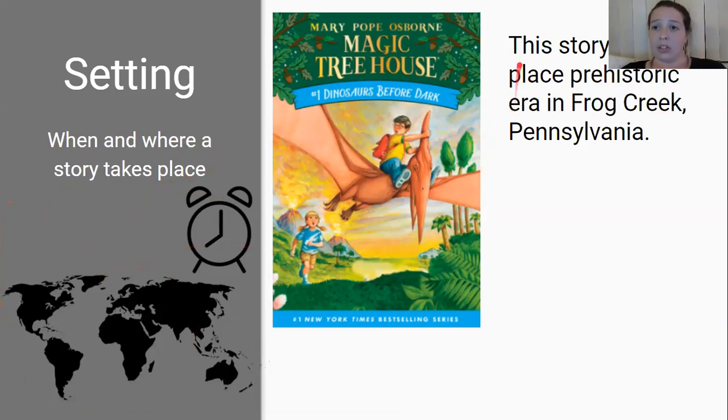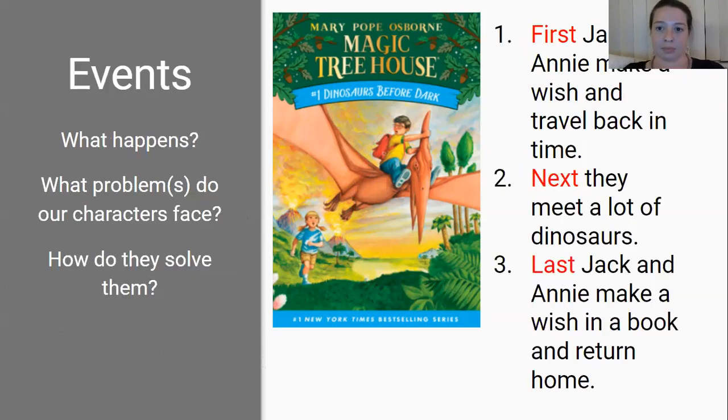In this example, the story takes place in the prehistoric era. That's the when, that's the time. It's a kind of a large chunk of time, but that's the time. And Frog Creek, Pennsylvania is the only place that is mentioned by name in the book for being our setting. But we don't really know exactly if Jack and Annie stayed in Frog Creek, Pennsylvania when they went back in time. It doesn't tell us specifically, but it is likely that that is what happened.